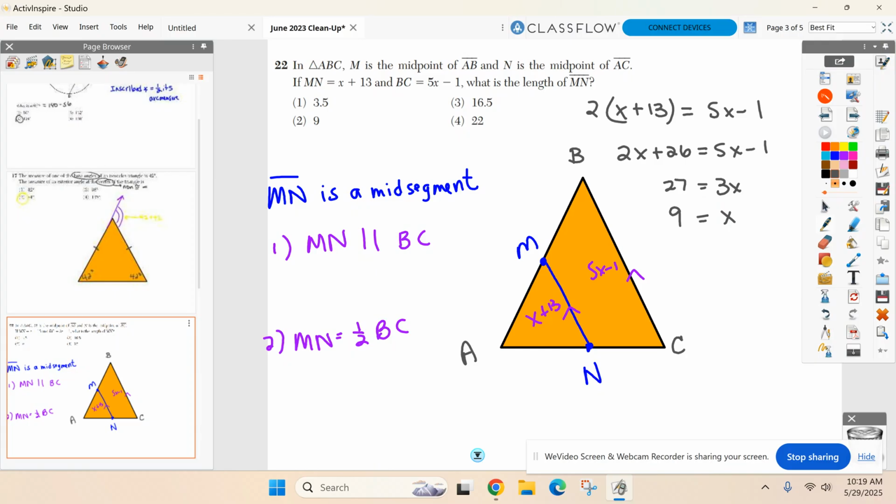And I didn't do this yesterday. Mrs. Linehan and I did not do this on purpose yesterday. We put very few traps on that quiz because we wanted to test you on the content, not on falling into a trap. Here's a trap. X equals 9, right? Choice 2. But what are we looking for? MN. We're looking for MN here.